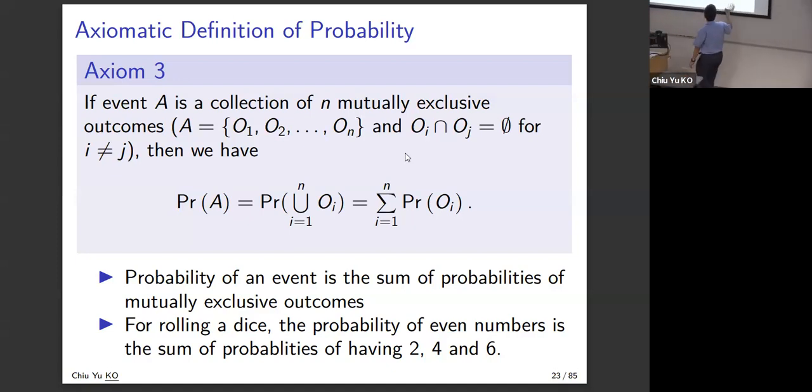So the probability of the event of an even number will be exactly equal to the sum of the probability of 2 plus the probability of 4 plus the probability of 6. Not more, not less, exactly the same. So that is the very important assumption. Without that, nothing will work.